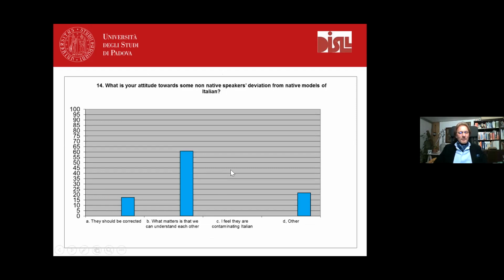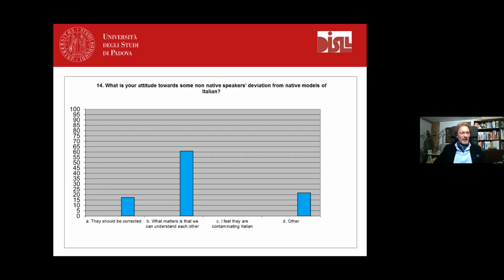Once again, as was the case with the Australians, the answer about what really matters is that there's some kind of mutual intelligibility, that we can understand each other. I tried to figure out an explanation for this.